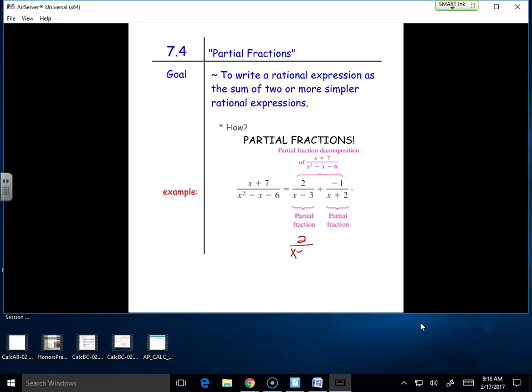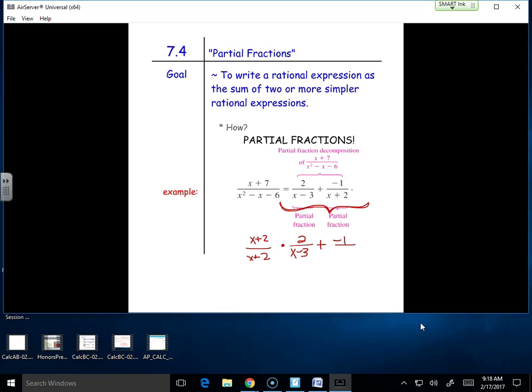What did you multiply the 2 over x minus 3 by? X plus 2 over x plus 2, because once again, remember I was having you guys ponder, how do we put these two together? How do we see what they are combined? Because right now they are separate, right? How do we get them combined? We have a big old plus in between.